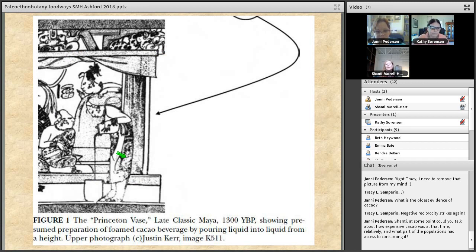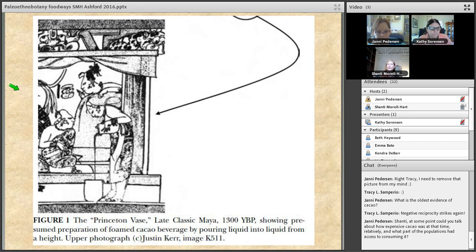And then we've got a few examples where we have the preparation of cacao represented. So this is a figure from what's called the Princeton vase. It's a late classic Maya vase that's showing what is likely to be the preparation of some kind of foamed cacao beverage. So if you recall that description that Cortez had put forward in the Emperor Moctezuma's court about the frothing, the elaborate frothing of the chocolate, this is likely how it took place.